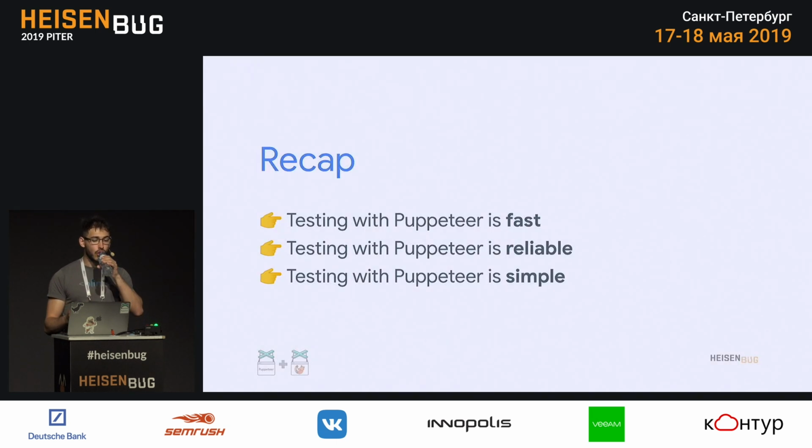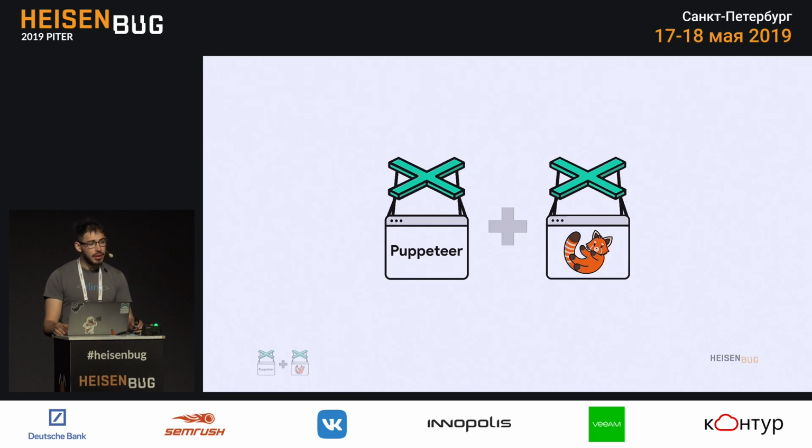So let's recap. Joel was scared of web testing, but if he were to use Puppeteer, none of his fears would apply. Testing with Puppeteer is fast because of the browser context. Testing with Puppeteer is reliable because of all the wait for APIs we have. And testing with Puppeteer is simple because it's so easy to set up and get running. With Puppeteer and Puppeteer Firefox, Joel can test his website in both Chrome and Firefox.